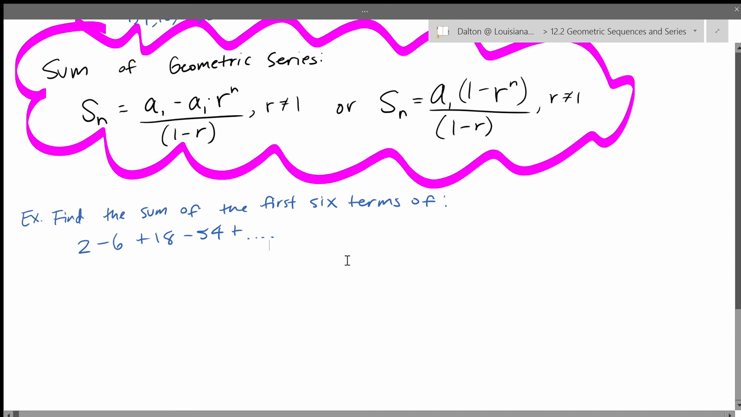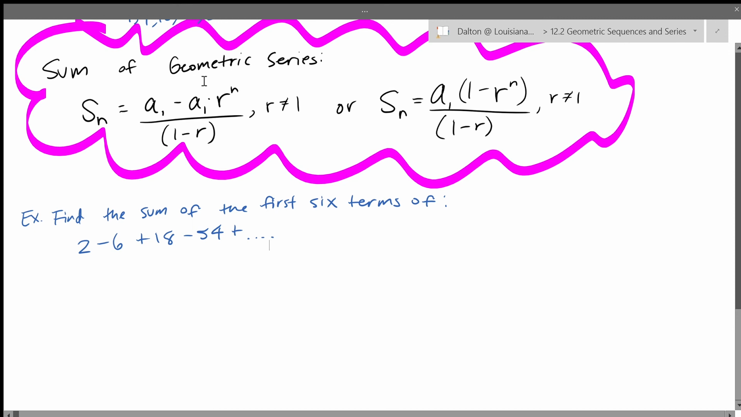Now, a couple things. If you saw this on a homework or a test, and I wanted to know just the first 6 terms, you could use your logic. Find your common ratio. I give you the first 4 terms already, so figure out what the common ratio is. Just keep using it to find 2 more terms, and then add them all up together. Okay, but for the sake of practicing the formulas, we are going to use one of them.